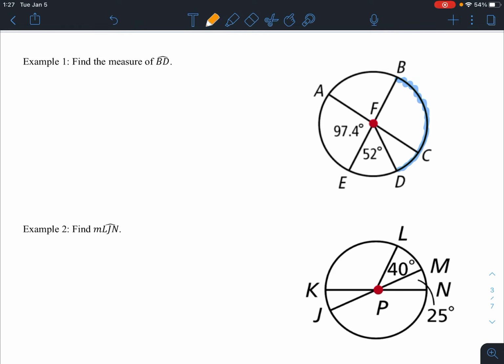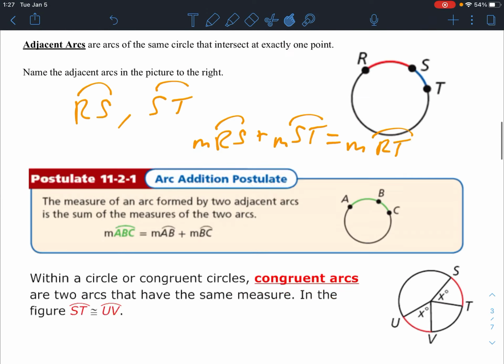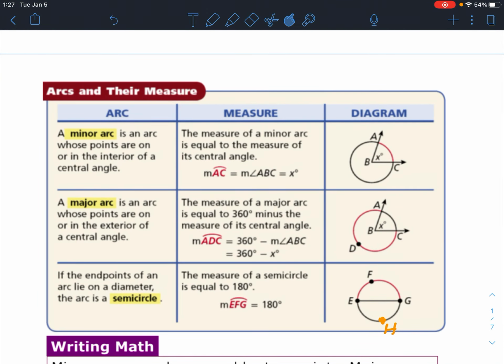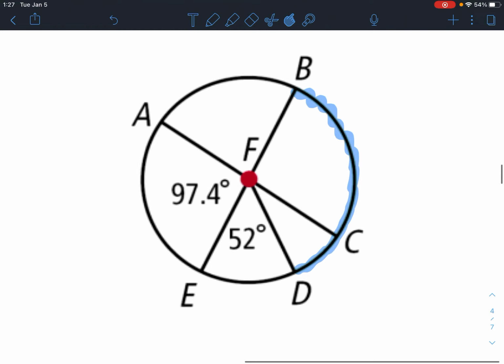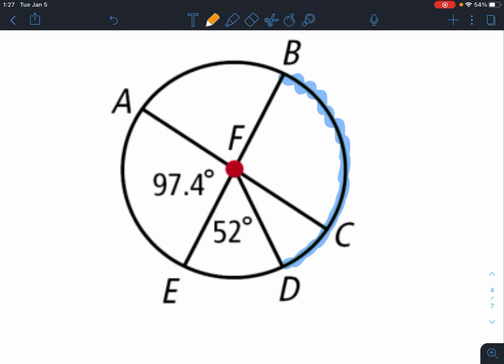Which means a half circle, a semicircle, would be 180 degrees. Okay, we also must remember what we just learned a couple slides ago, that a minor arc is equal to its central angle. So in this picture here, if this angle is 97.4, this arc is 97.4. If this angle is 52, this arc is 52. Okay, now we can do a lot of other math to figure out the rest of this.